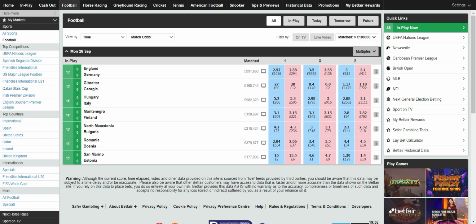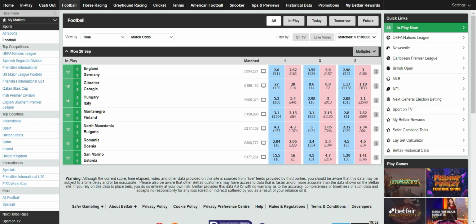This will then only display any matches with 100,000 or more matched on the match odds market, and shows only the Nations League matches being played tonight, as these are the biggest games of the day and have more than enough liquidity running through them for this scalping technique.